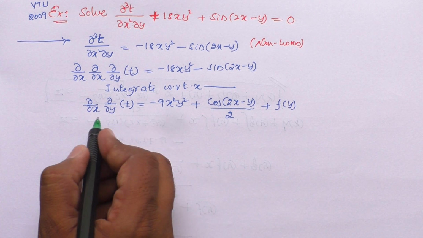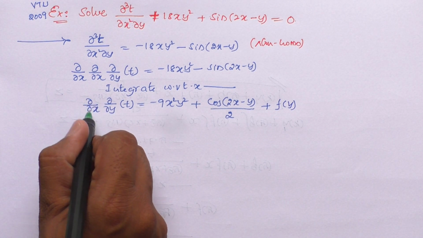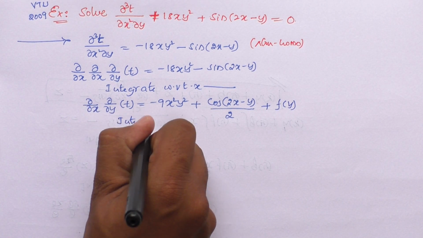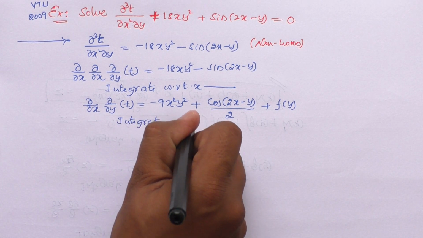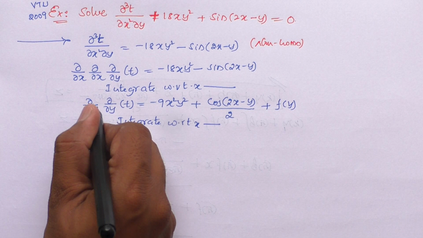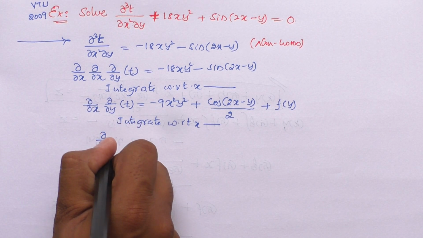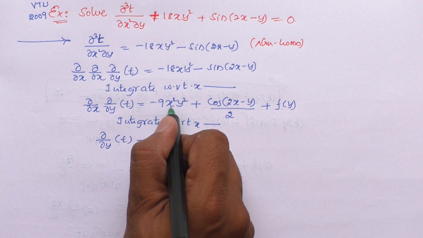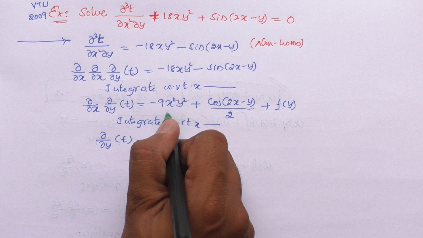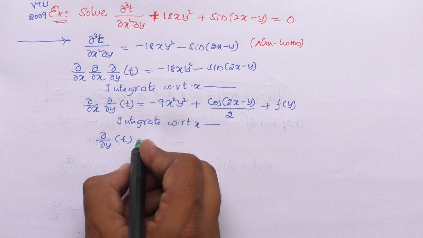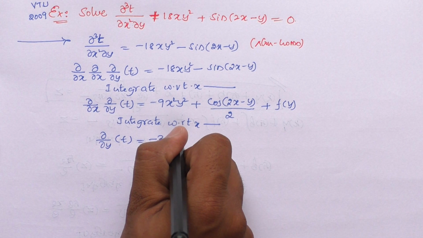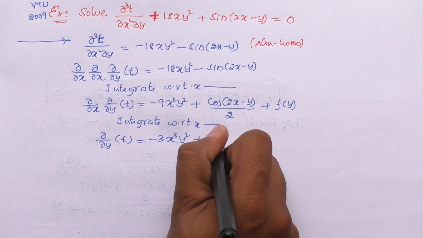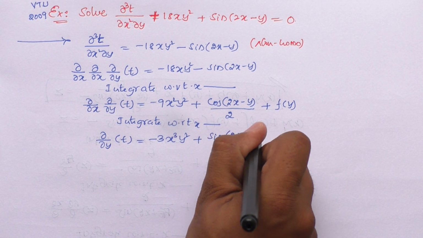So now what you need to do is remove another differential operator. So ∂/∂x. To remove this, integrate with respect to x again. So if you integrate, this will be removed. So ∂/∂y of t is equal to, with respect to x², integration of x² is x³/3. So 9 by 3 is 3, so minus 3x³y² plus integration of cos, that is sine(2x minus y).